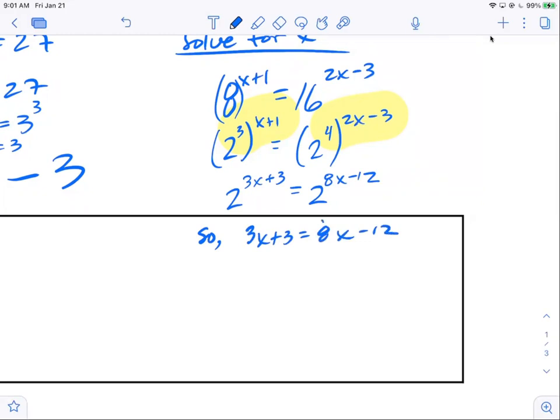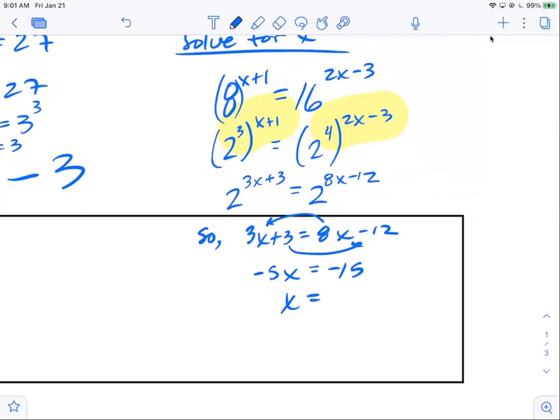So let's see, I'll bring the 8x over here and the 3 over there. So negative 8x plus 3 is negative 5x. Negative 12 minus 3 is negative 15. And now I divide through by negative 5. Do I flip the equal sign when I divide through by negative 5? You can, right? Because it's symmetrical.